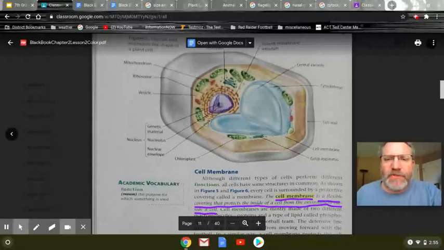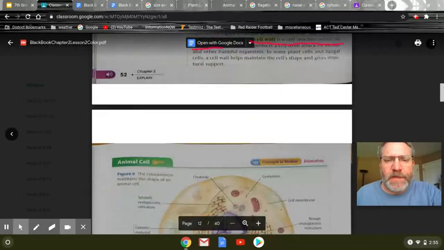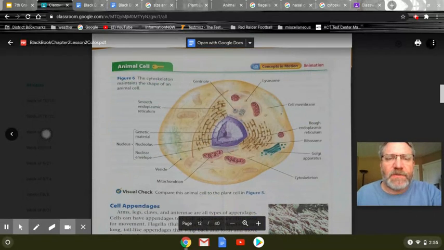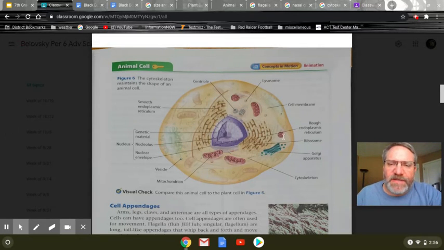And now if I scroll over here to the animal cell, this is the animal cell. This is what we are made up of. And you'll notice that there is no cell wall here. Well, that's because we have bones on the inside of us. So we do not need a support structure because we've already got that support structure in our skeleton. You can see the cell membrane here, and of course, like I just said, no cell wall.